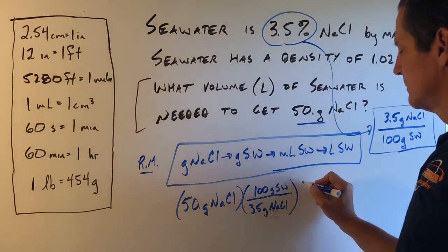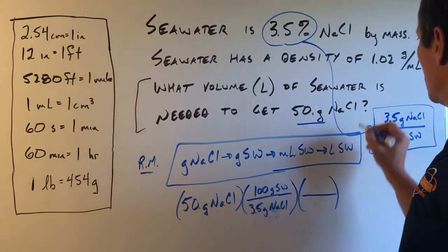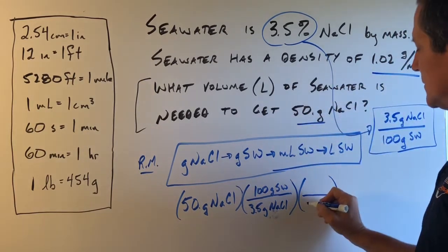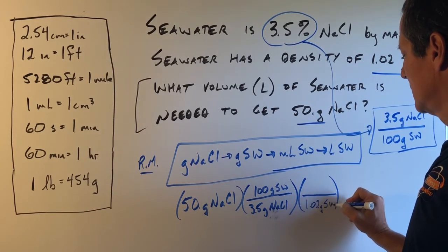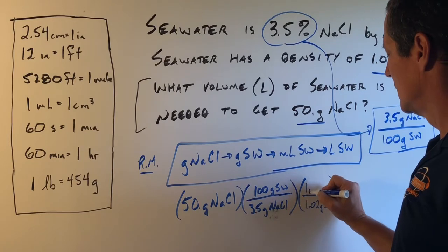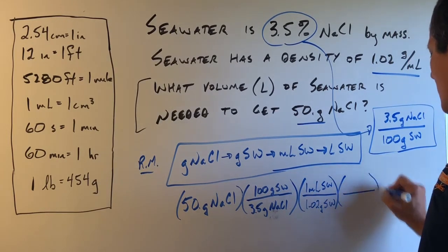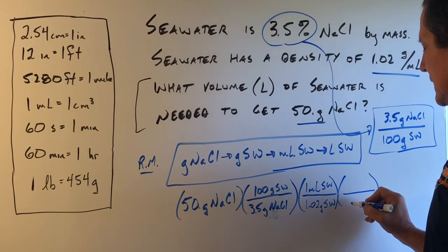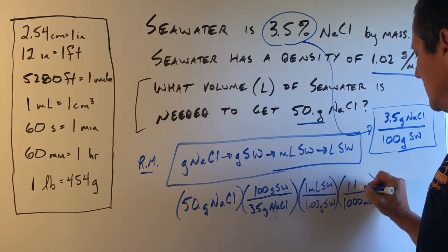I want to go from grams to volume, that's my density. So I have that 1.02 grams of seawater is 1 mil of seawater, and the problem wanted the answer in liters, so I have 1,000 mils is 1 liter.